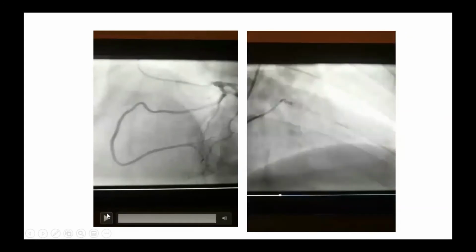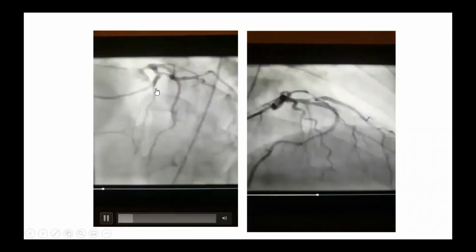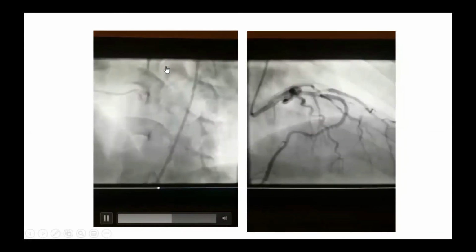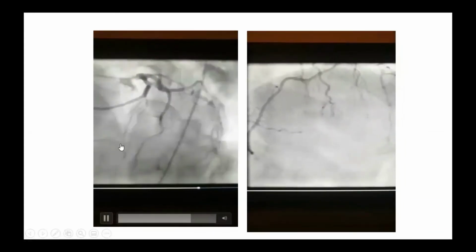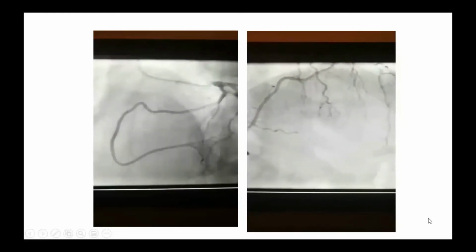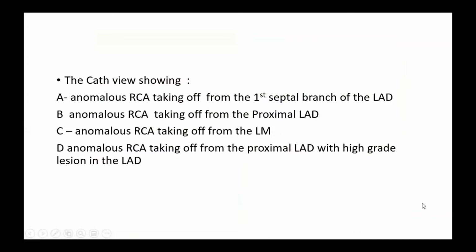So you can see here there is a lesion in the LAD, stenosis, and there is an RCA coming out from this part of the left. So the cath view is showing anomalous RCA taking off from the first septal branch of the LAD, or from the proximal LAD, or from the left main, or from the proximal LAD with high-grade lesions in the LAD itself.